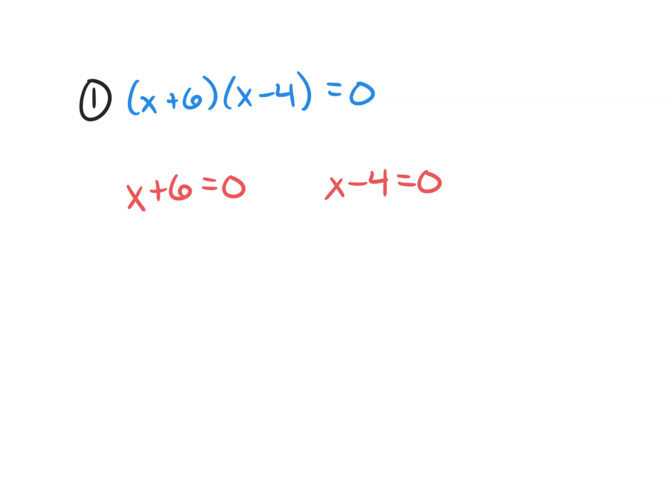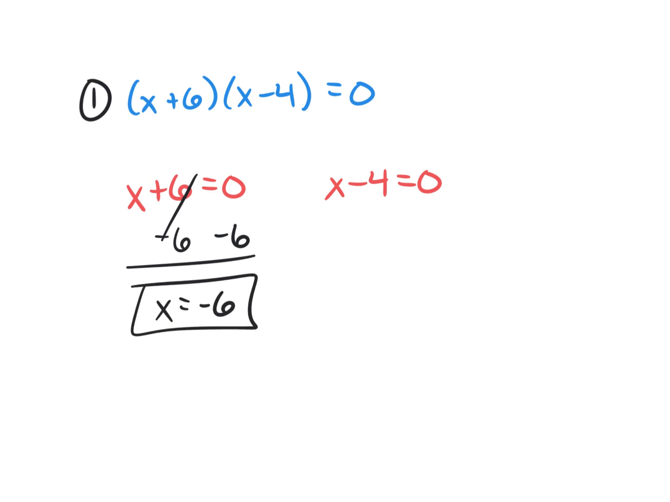Now we solve. How do I solve x plus 6 equals 0? Subtract 6. Yep, subtract 6. So we have x equals negative 6. And then over on the right, we want to add 4. So we have x equals 4. There are my 2 solutions.